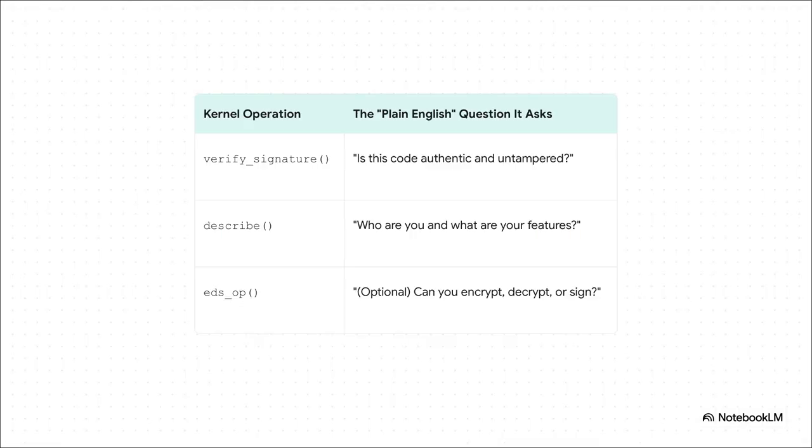You can almost imagine the kernel having this internal conversation. When a new piece of code shows up, it pulls out its trust toolkit and starts an interrogation. The verify signature function asks, "Okay, are you legit? Prove it." Then describe chimes in, "Who even are you? And what are you supposed to do?" And sometimes, if needed, eds follows up with, "So, can you do any other security work for me?" It's all about establishing that chain of trust before letting anything have power over the system.